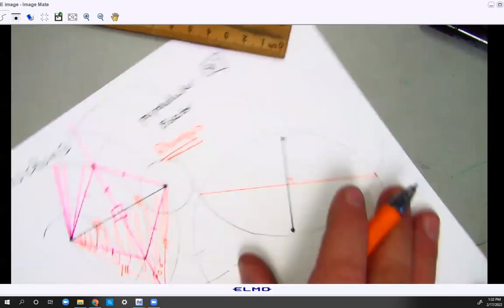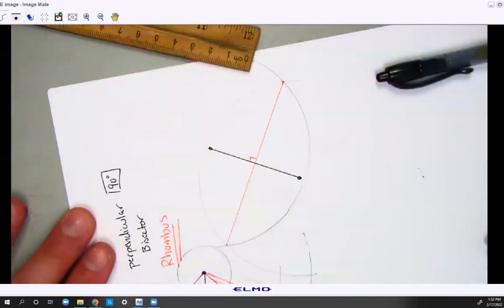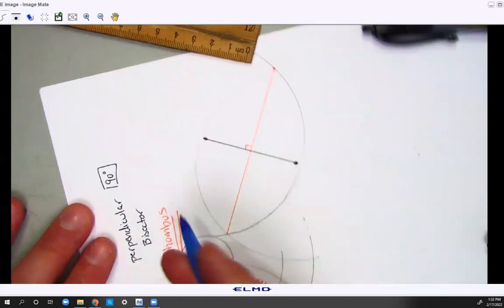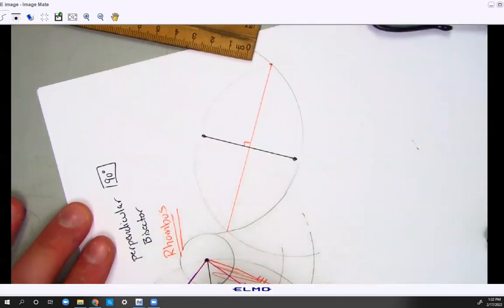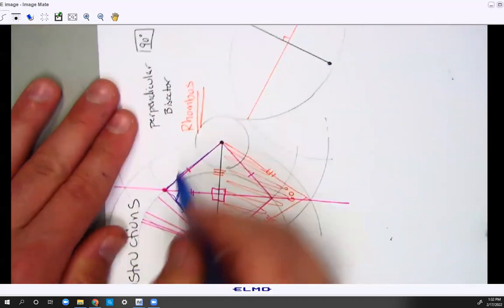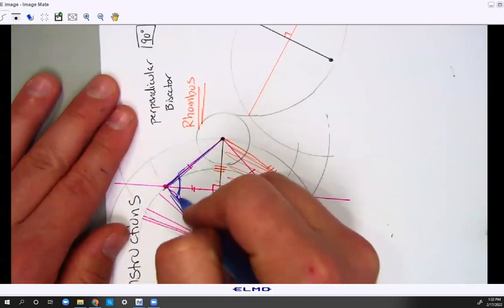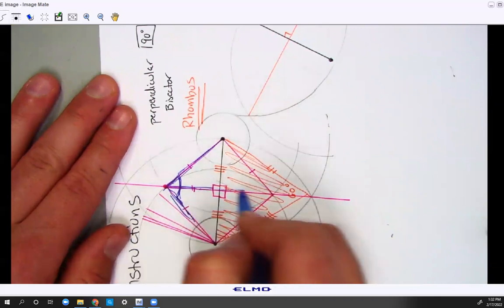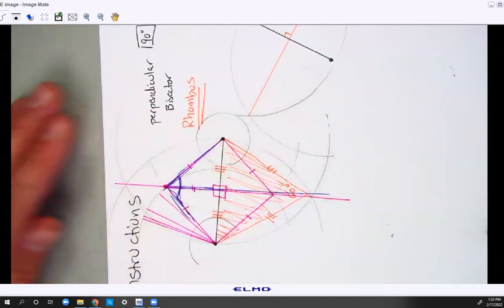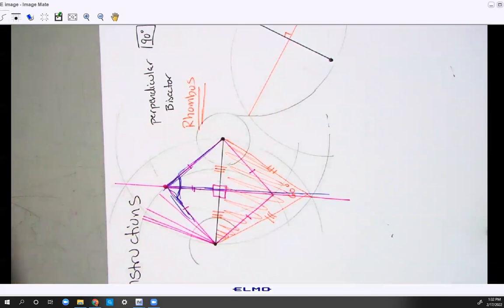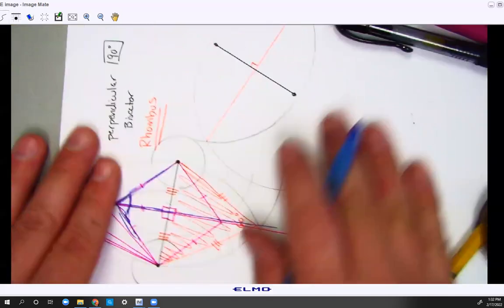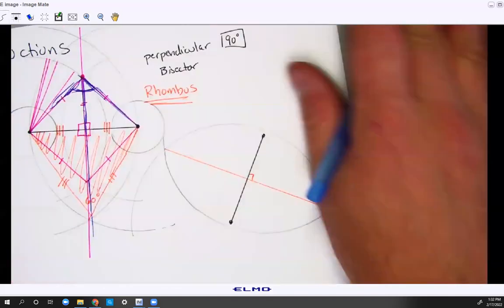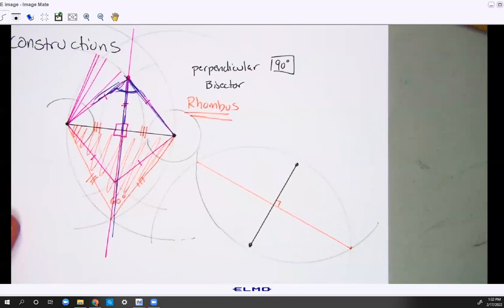And if I turn my paper this way, this angle right here got cut in half by that perpendicular bisector. So a perpendicular bisector is a great tool for a lot of different uses.